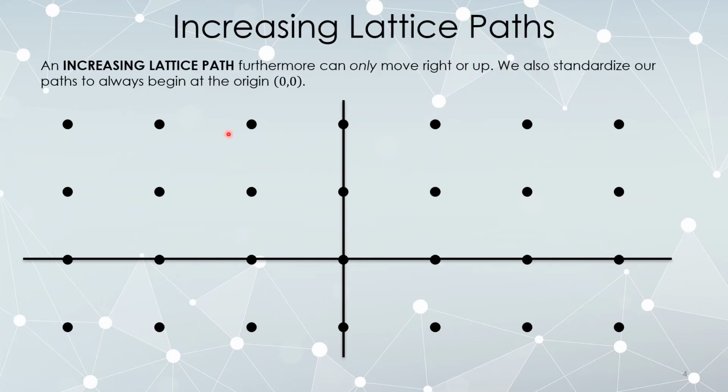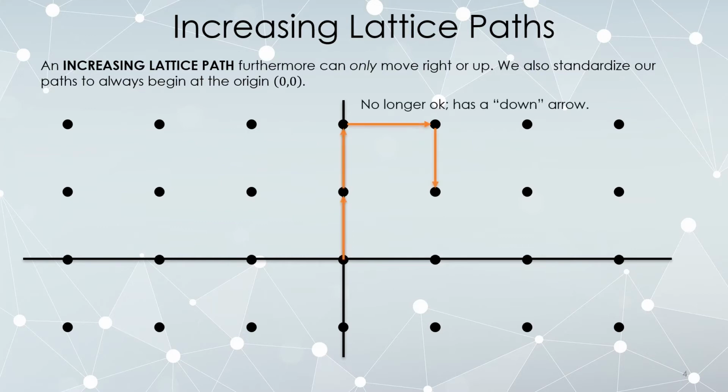An increasing lattice path is a special type of lattice path. It can only go up or right. It is not allowed to move down or left. In other words, because I can only go right but not left, the x-coordinate can only increase. It never decreases. And because I can only go up and not down, the y-coordinate similarly can only increase. It never decreases. Also, we're going to standardize paths so that they always begin at the origin, 0, 0.